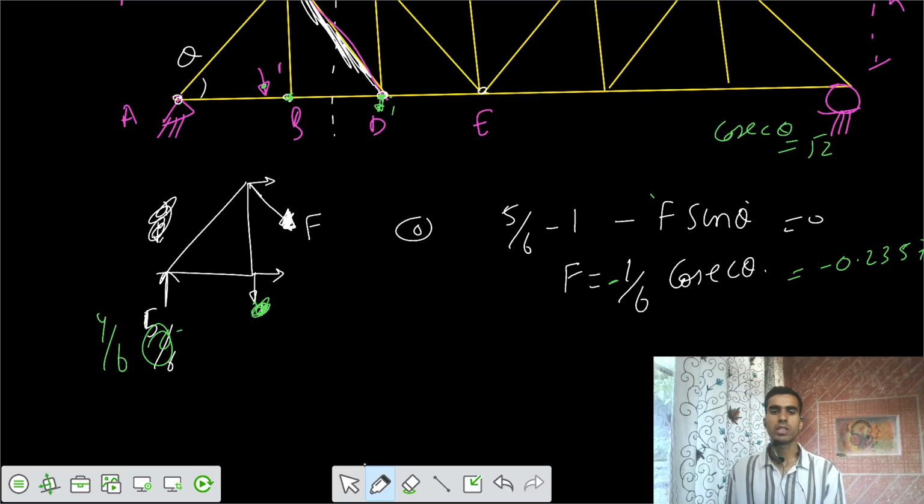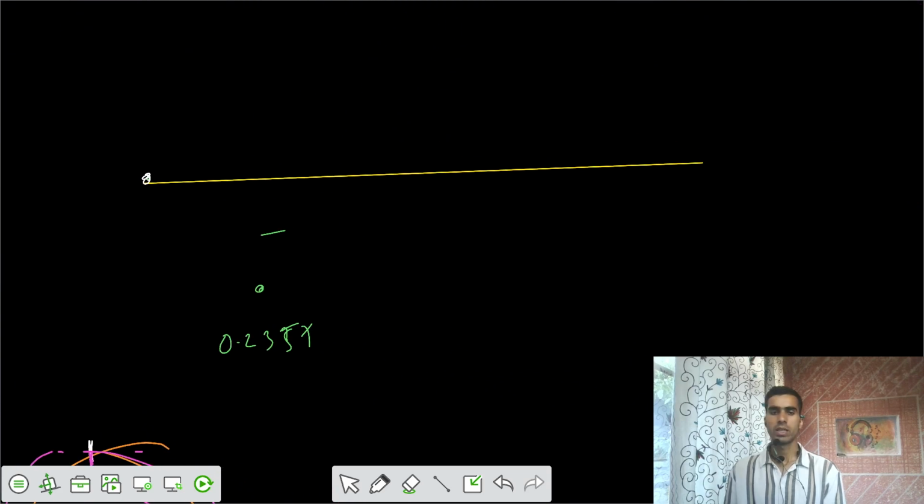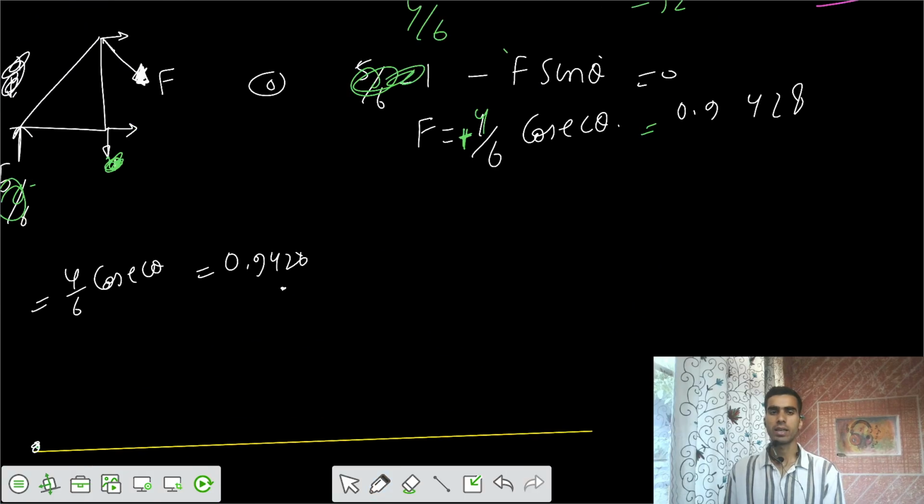If the reaction is 4/6 and this load is outside the section, so I would say F sine theta. So finally this is 4/6 upwards. F is downwards, so you get a positive value here. You would get a positive value of 4/6 cosecant theta. That is equal to 0.9428, 4 times that initial value of 0.9428. So some positive value of 0.9428. That's 4/6 of cosecant theta. Cosecant theta is d/h, diagonal by height.